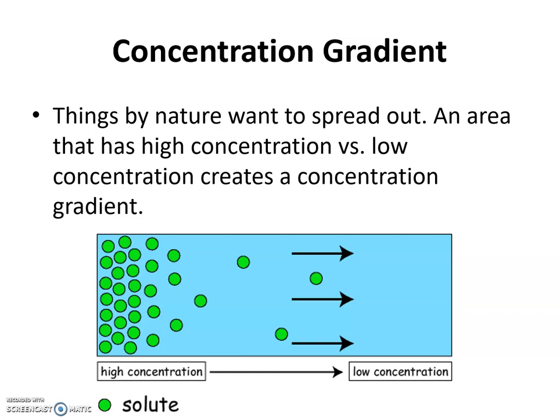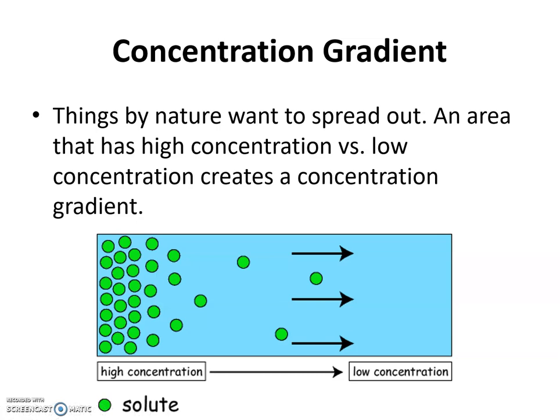So what we mean by concentration gradient is things by nature actually want to be balanced out. So if we look at this diagram, there are no green circles here, and then here there are a bunch of them. And so what we would see, if we were to fast forward this, is an even amount of green dots all throughout, as well as even spaces between them. That's if it was allowed to go through what we call equilibrium.